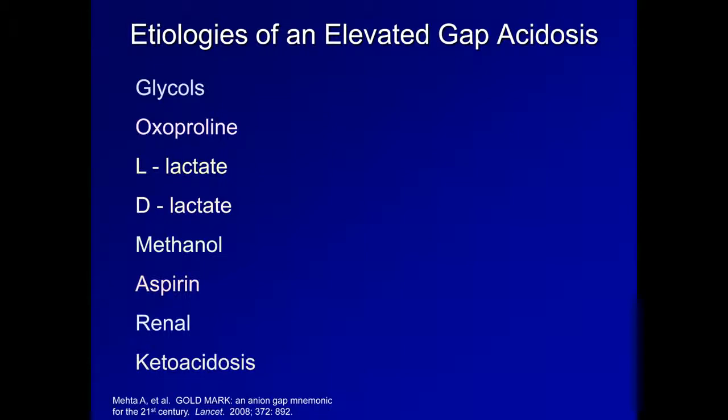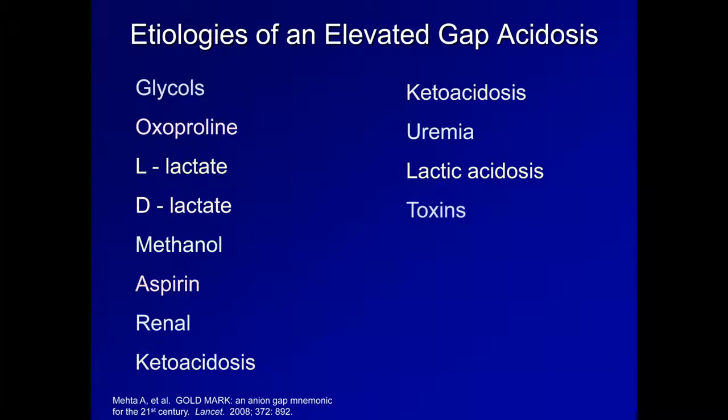Another mnemonic that is used frequently, possibly more so in emergency medicine than in internal medicine, is KULT. K for ketoacidosis, U for uremia, L for lactic acidosis, and T for toxins. I personally really like this because it's short, to the point, and gives a more appropriate level of emphasis to the 3 most common diagnoses.